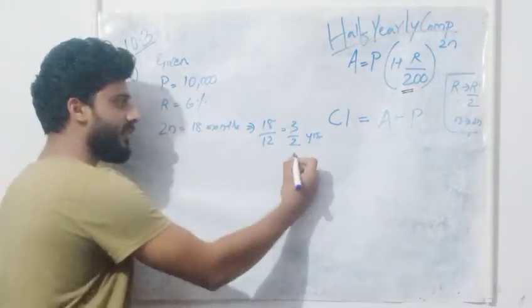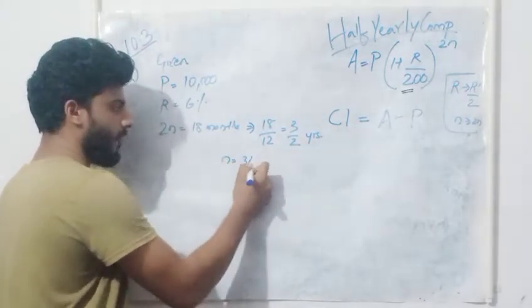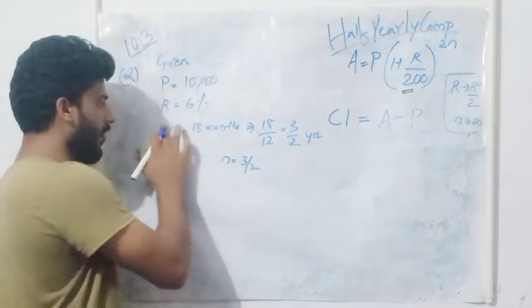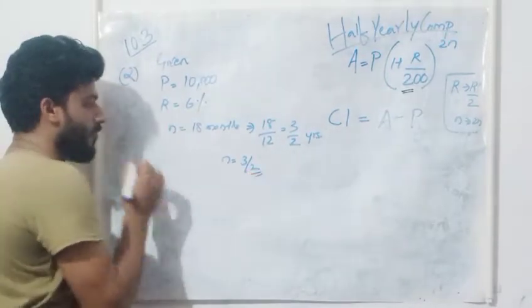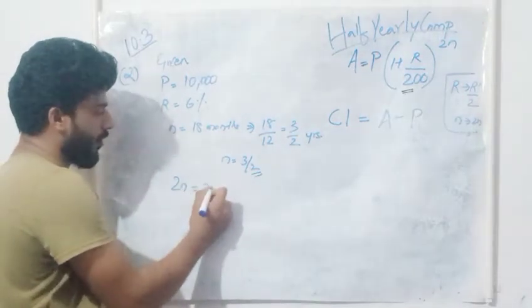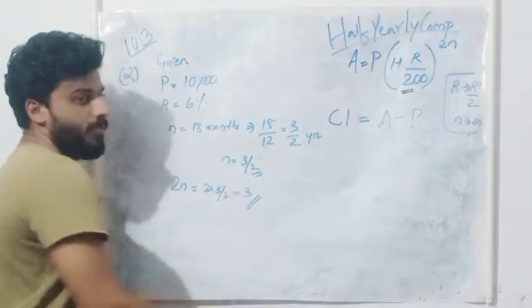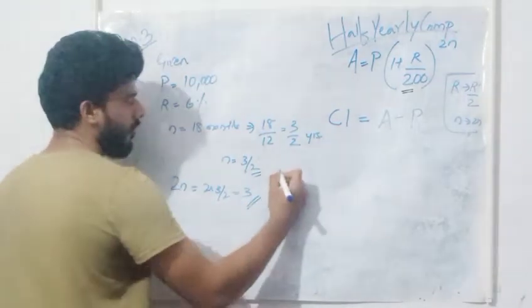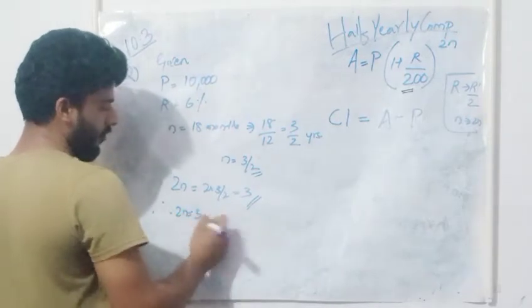So here this is just our n. N is equal to 3 by 2. Time given n is 3 by 2. So what will be our 2n? According to the question we need 2n. So 2 into 3 by 2, that will be 3. So our 2n will be 3.